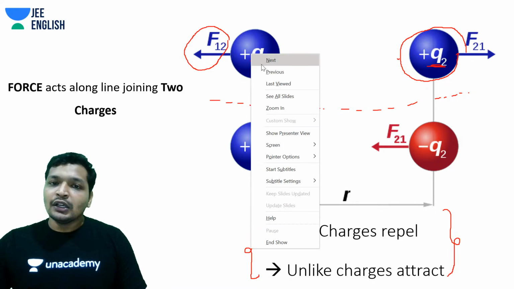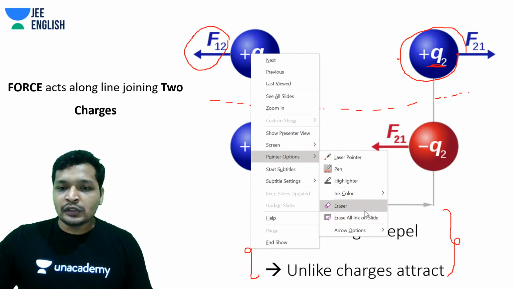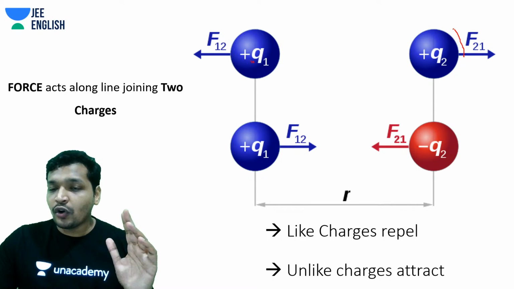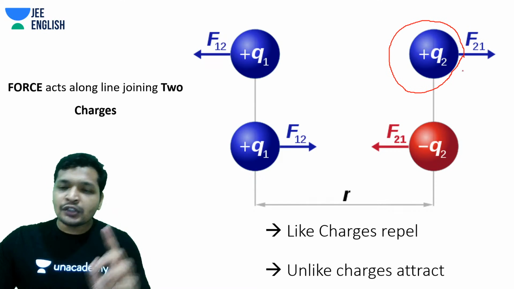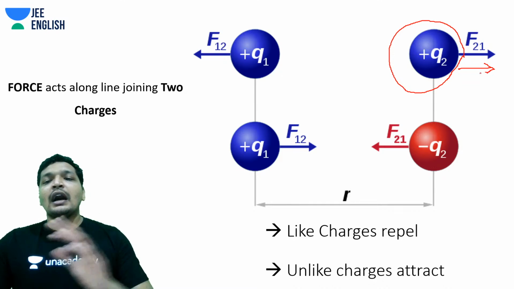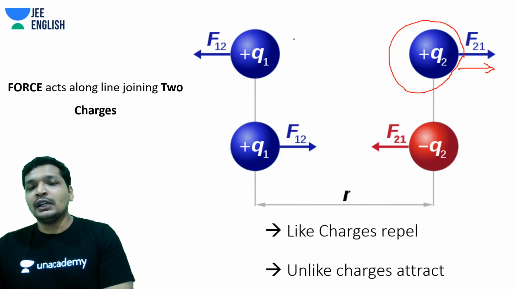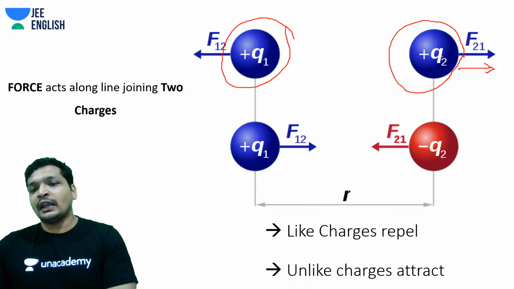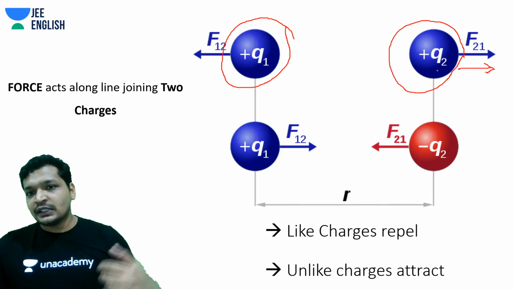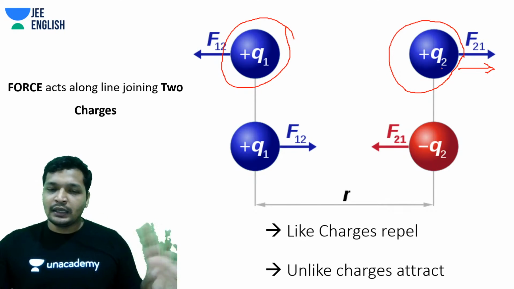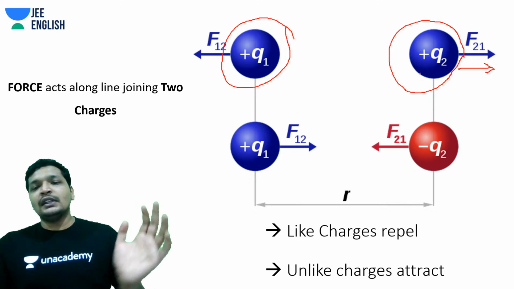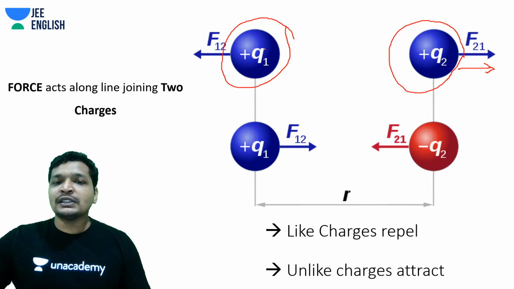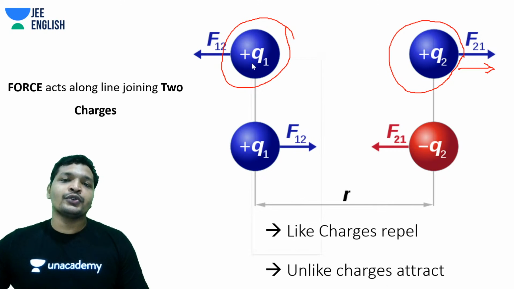Similarly, Q1 would also be applying a force on Q2, which is also repulsive in nature and away from Q1, since both are like charges. Even if Q1 and Q2 were both negative charges, assuming Q1 and Q2 are just positive integers, F12 and F21's directions would be that way as well. F21 is the force applied by Q1 on Q2.